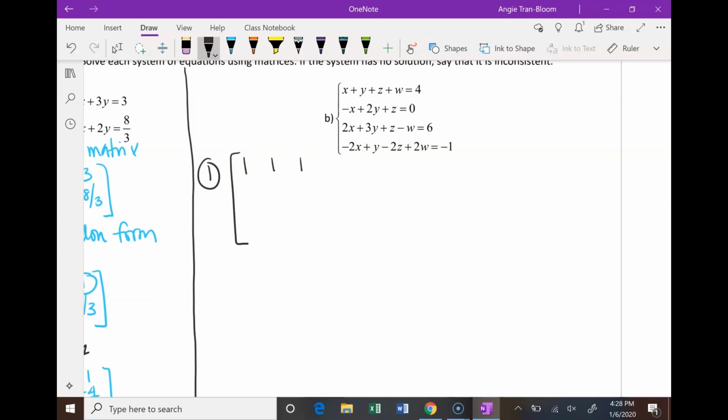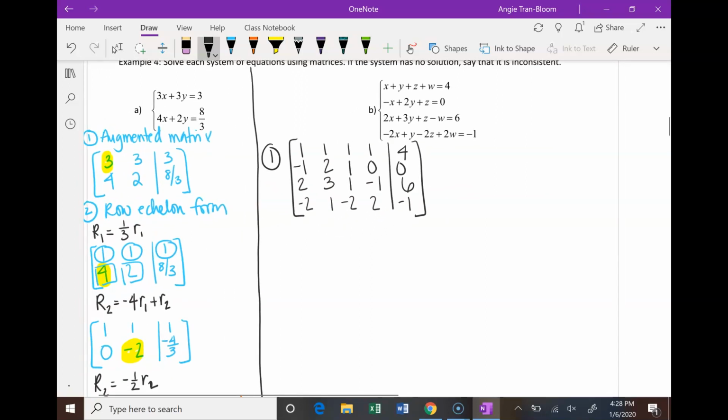1, 1, 1, 1 equals 4; -1, 2, 1, 1, so 0 equals 0; 2; 3, 1, negative 1 equals 6; negative 2, 1, negative 2, 2 equals negative 1. So that's the augmented matrix.